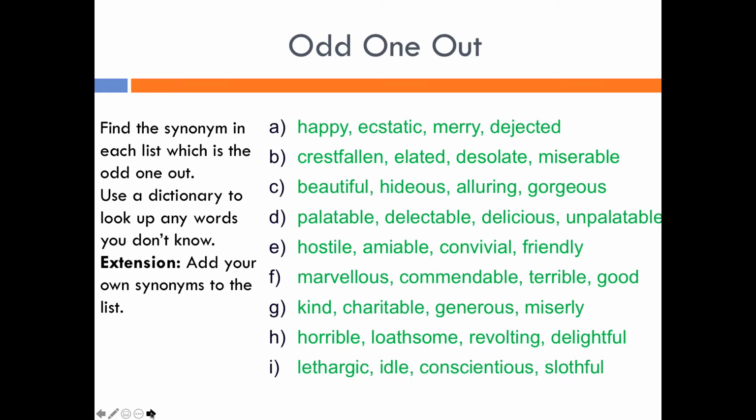One of these words has a different meaning to the others. Which one is it? The word which is the odd one out is dejected. Happy, merry, quite similar. Ecstatic is used to mean someone who's incredibly happy, the idea of being in ecstasy. Dejected, on the other hand, can mean sad, down, depressed, that type of thing. So it's the odd one out. What I want you to do is, with the other lists of words here, see if you can add another word.